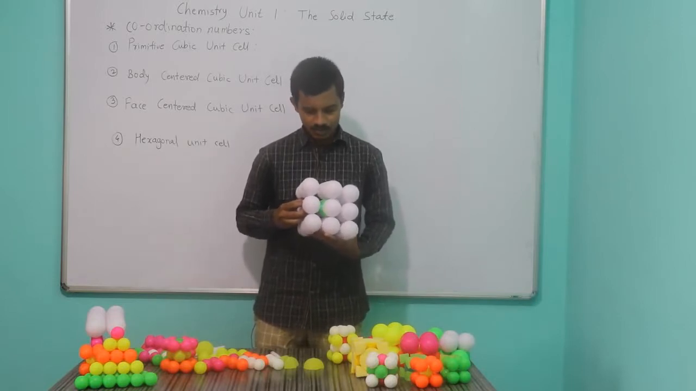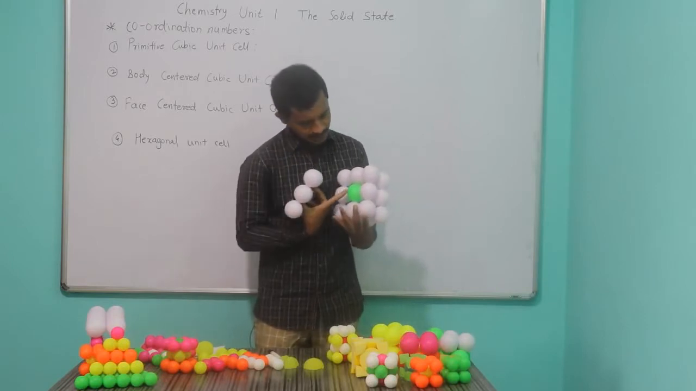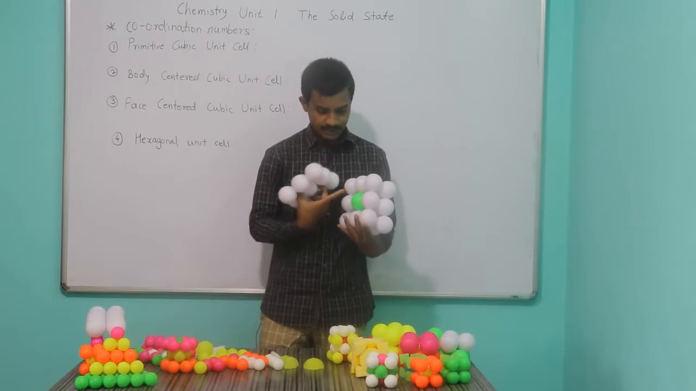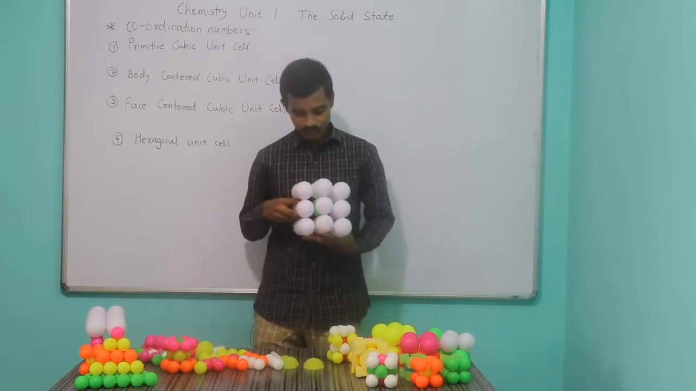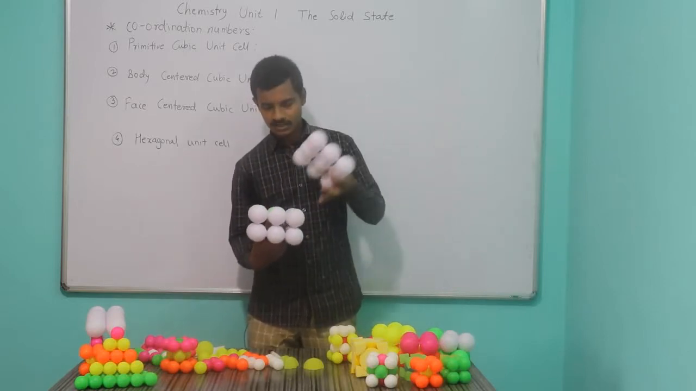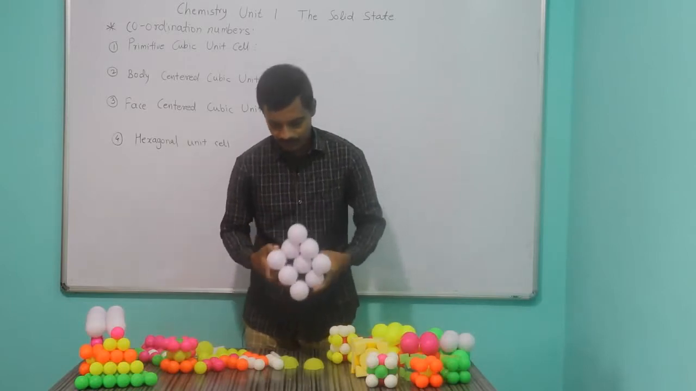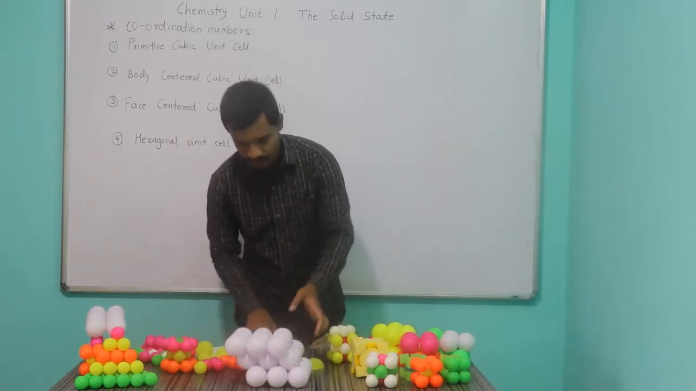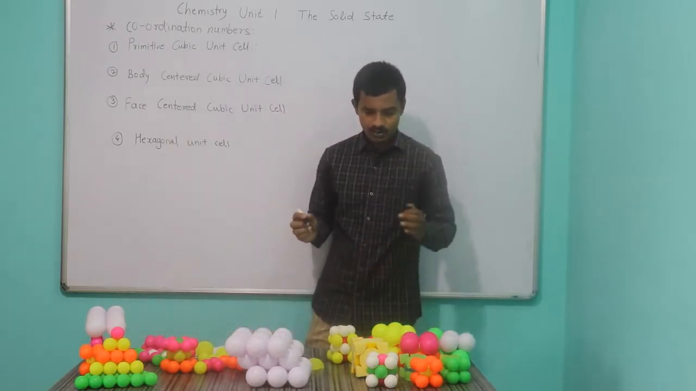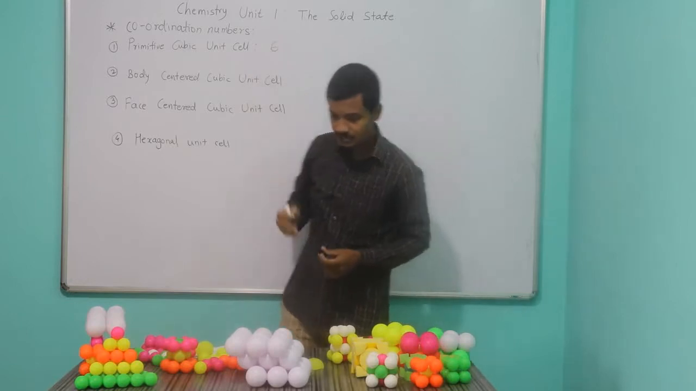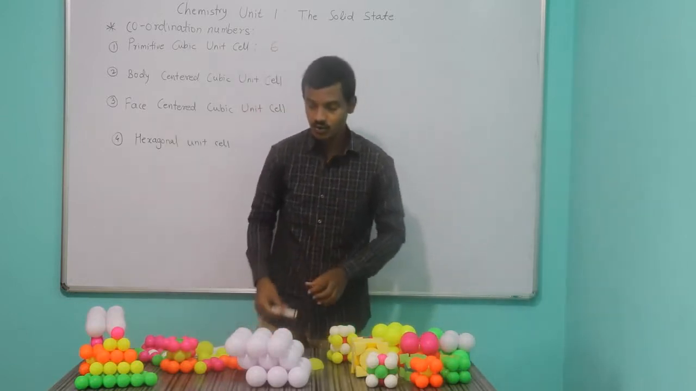But now, how many atoms is it attached to? Look at these atoms. This is attached to 4 atoms in that plane. Above that it will attach to one more atom, and below that it will attach to one more atom. In this way, the coordination number for the primitive cubic unit cell is 6, because each atom is attached to 6 more atoms.